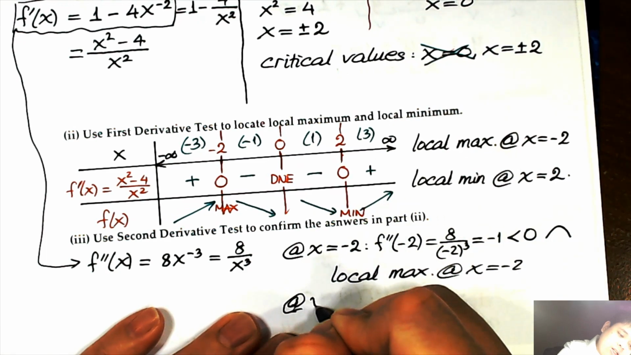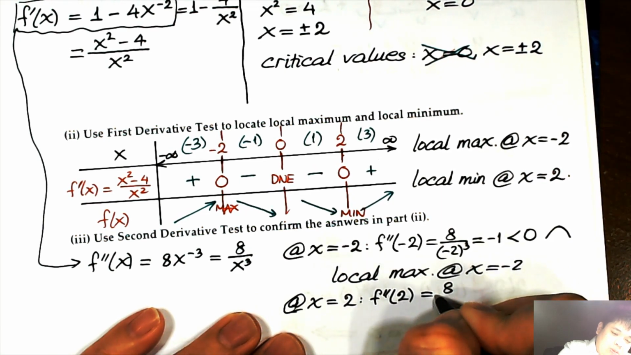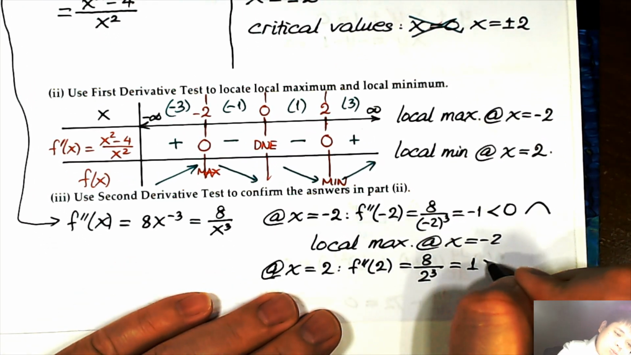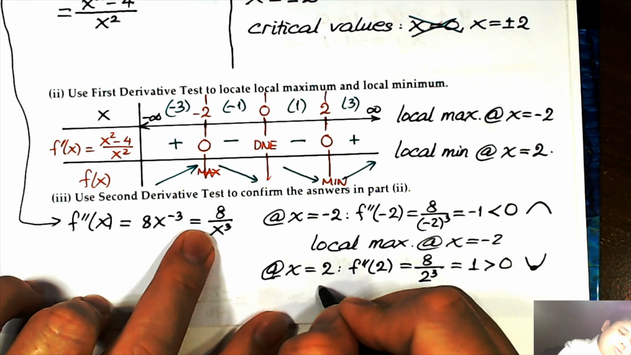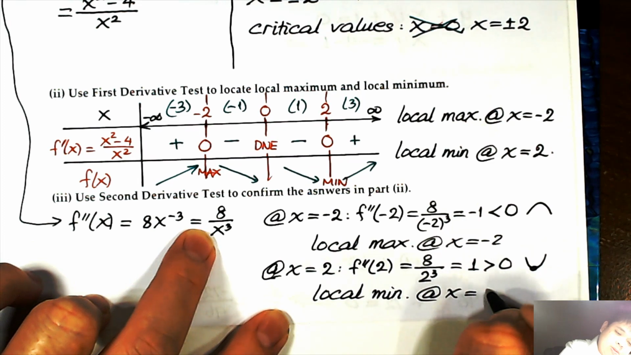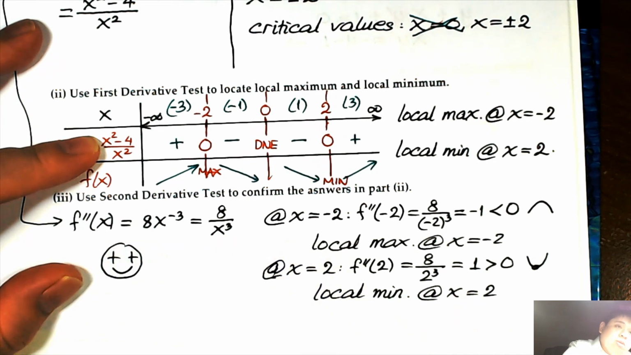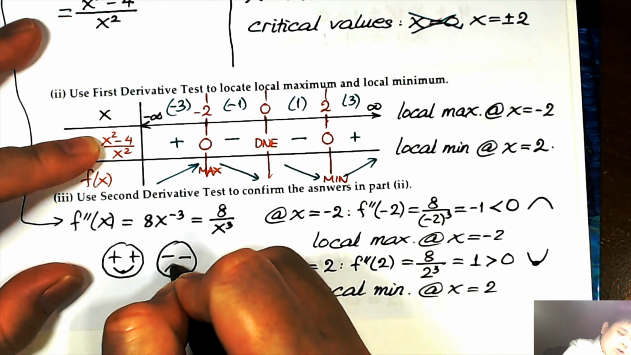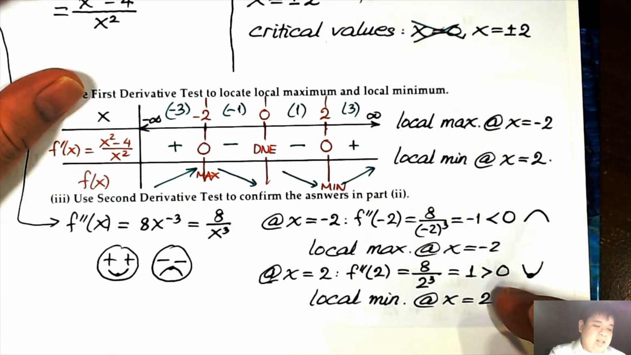And then at x equal to 2, we're going to put 2 in for x, and we have 1, which is positive. Positive is concave up or open up, therefore it has the minimum. So if it's positive, the function is concave up, and we have the minimum. If it is negative, the function is concave down, and we have the maximum. Right. So that is the first derivative test and second derivative test.